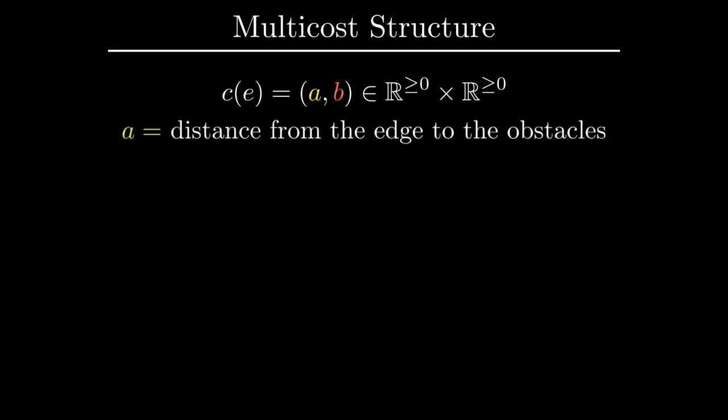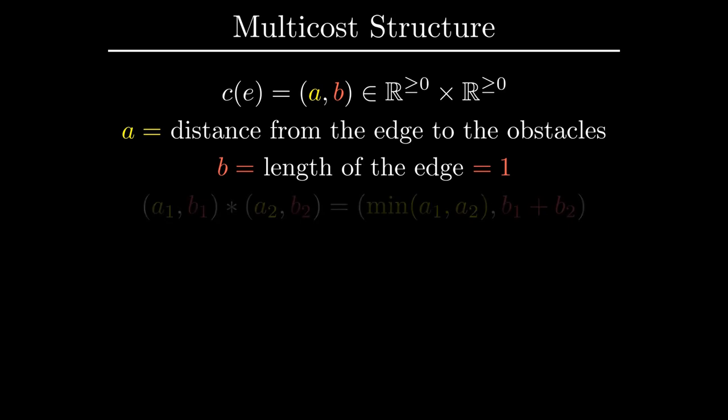The multi-objective shortest path problem naturally fits into the same framework as the classical one if we redefine the type of the cost function. In our case, the cost of an edge is given by a pair, (a, b), of non-negative reals, where a is the distance from the edge to the obstacles, and b is its length, which for the grid graphs is always equal to 1.